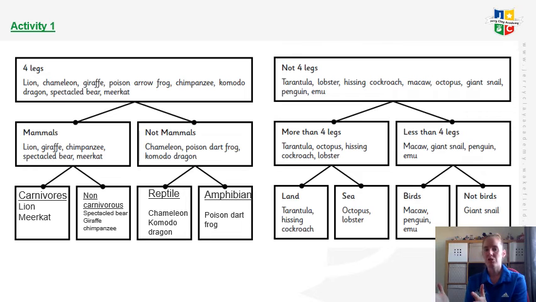So then I went to the other group on the other side, the not 4-legged animals. So the tarantula, lobster, hissing cockroach, macaw, octopus, giant snail, penguin and emu. And I did the same process again. There's a lot of animals to look at if I was a scientist, so I'd want to break them down into more groups. So I've got more than 4 legs and less than 4 legs. And then again, once I'd broken those down, I did it again. I had land animals, sea animals, birds and not birds. There you can see I've got a smaller amount of animals to work with if I was a scientist.